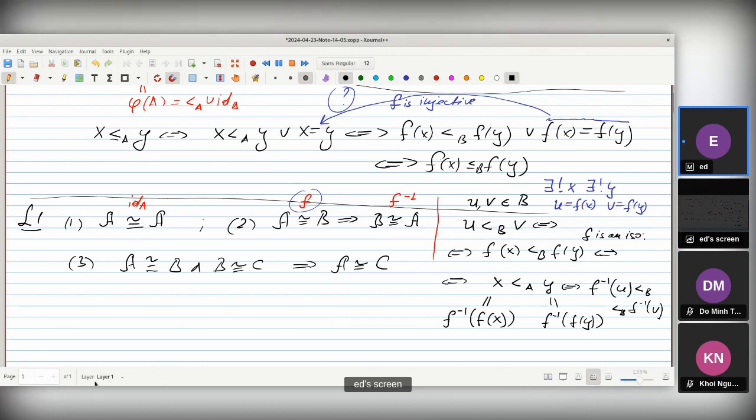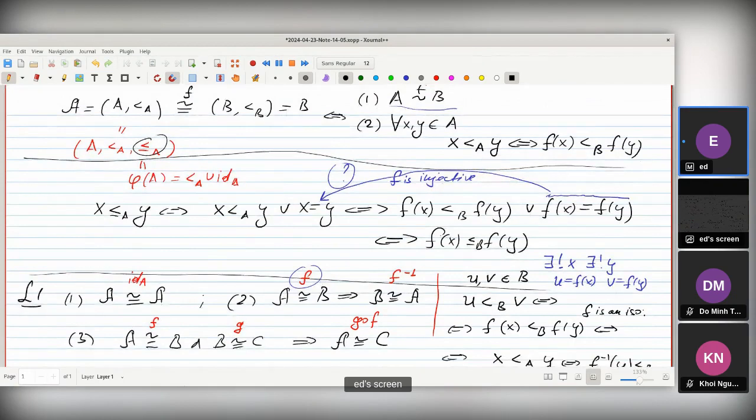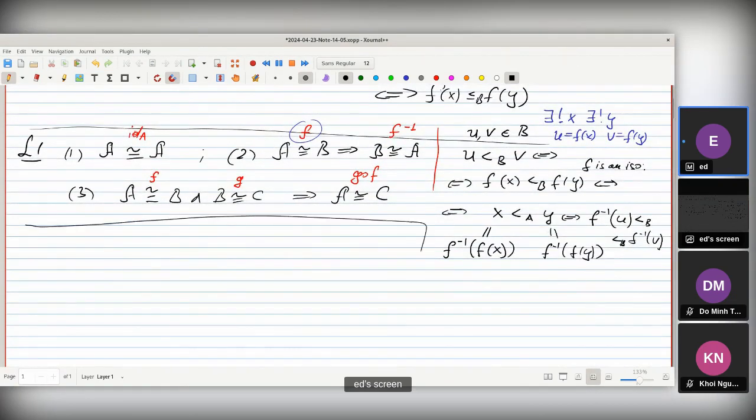And what do we have here? Assume that we have an isomorphism F from A to B and G from B to C. Which isomorphism can one have from A to C? The composition, exactly. We know that the composition of two bijections is itself a bijection, and it is not that hard to prove that it also preserves our order. Okay, so far so good.